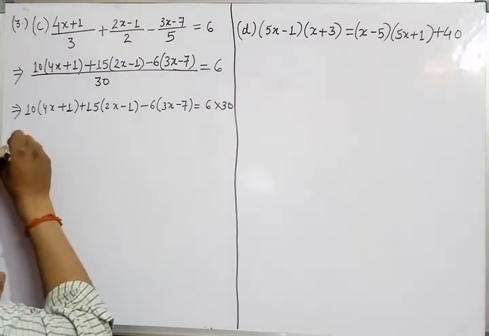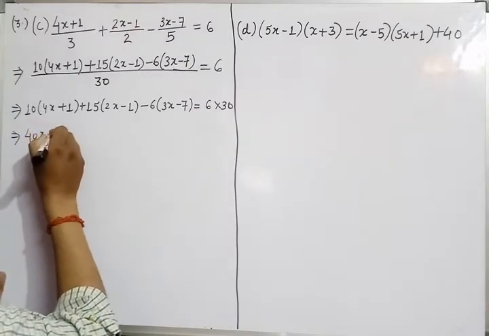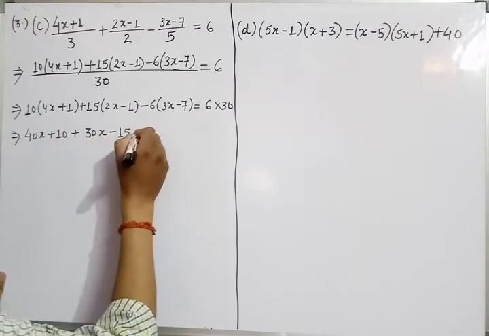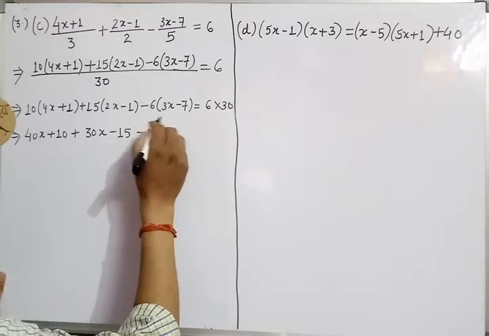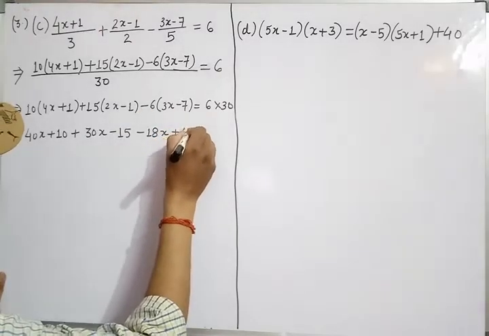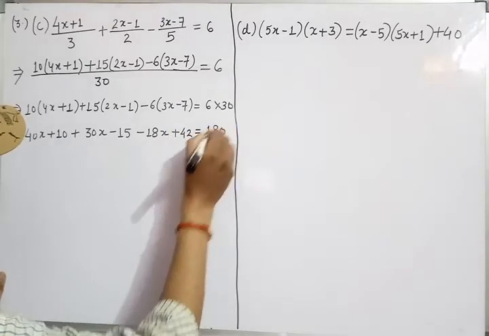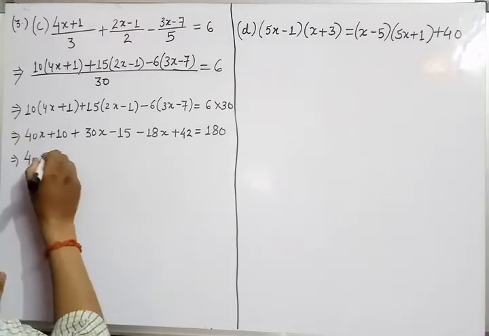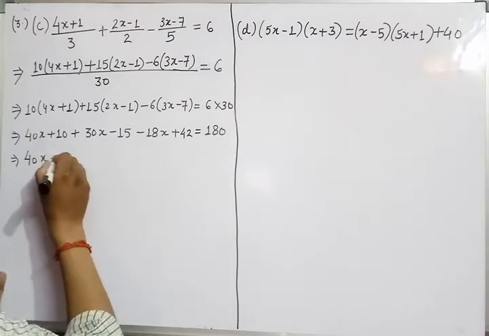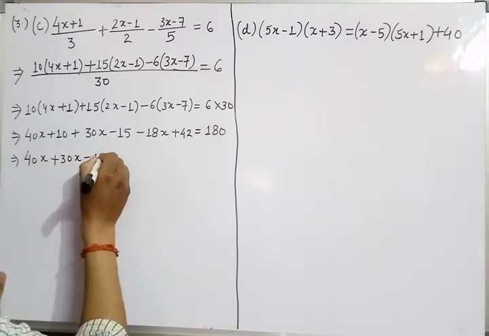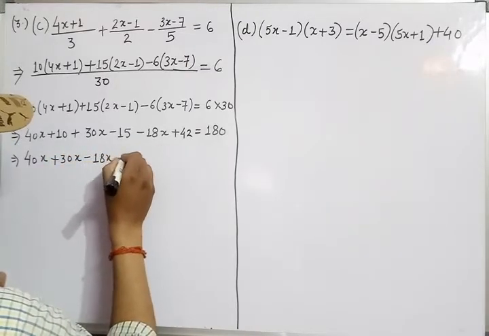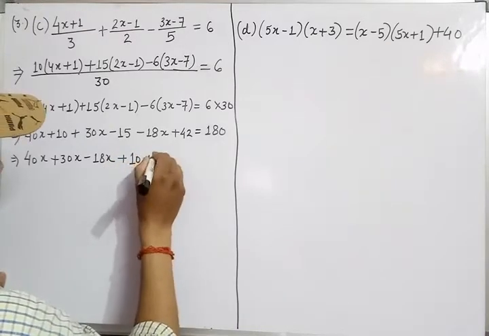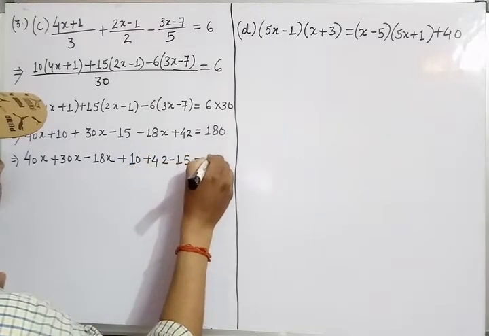Okay, so again 10 4 is 40x plus 10, plus 15 2 is 30x minus 15, and minus 6 3 is 18x, and minus plus 6 7 is 42. Okay, and here we can write 180. Now collect the like terms as 40x plus 30x minus 18x, and you have to collect the constants as 10 plus 42 and minus 15.